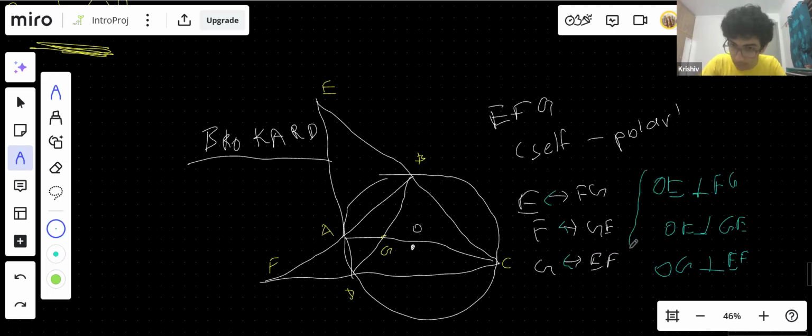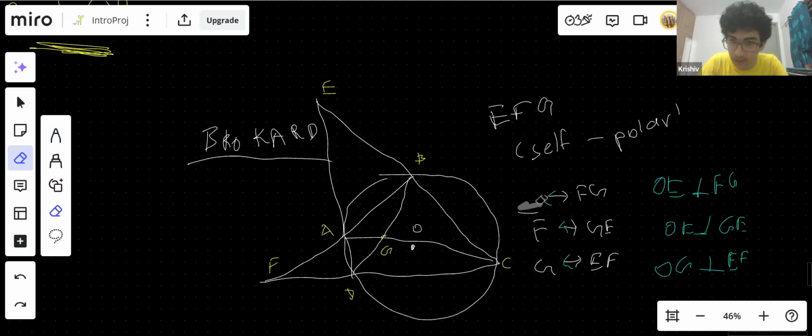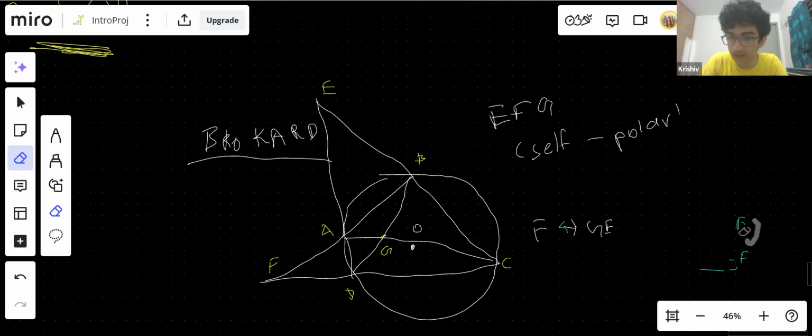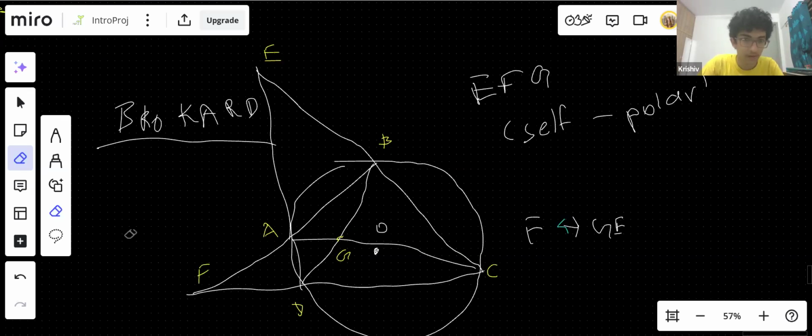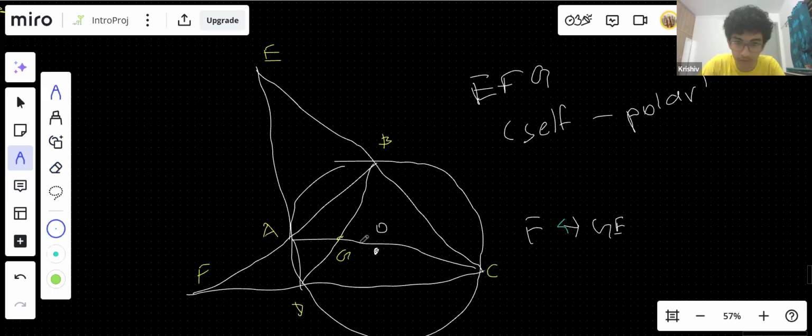So obviously we won't first prove that O is the orthocenter, because it's implied from this. Any direction works, so we can just prove one of them. Suppose we are going to prove that GE is the polar of F. Can someone do that? Let's see. Final problem of the day. Can anyone prove that GE is the polar of F?